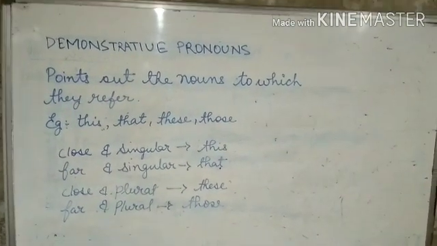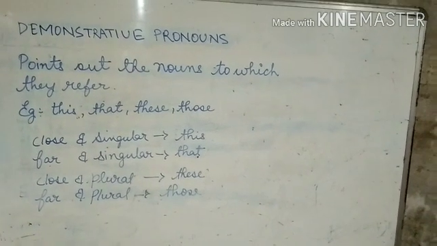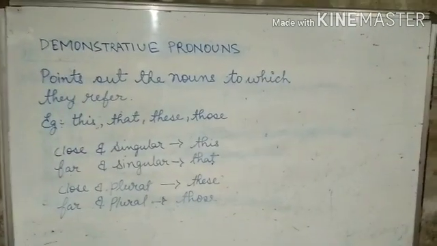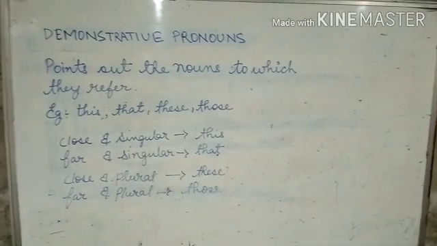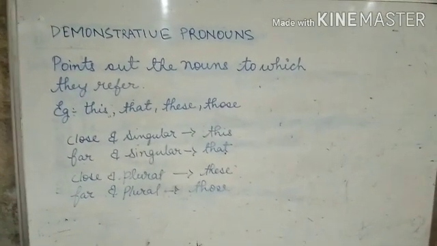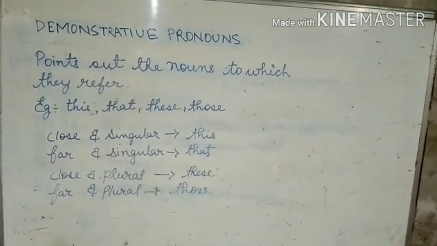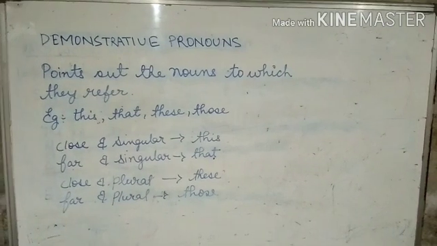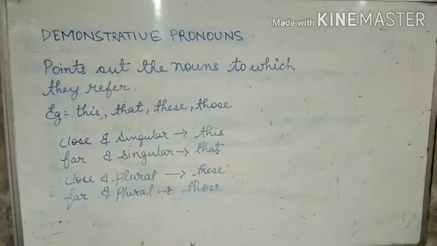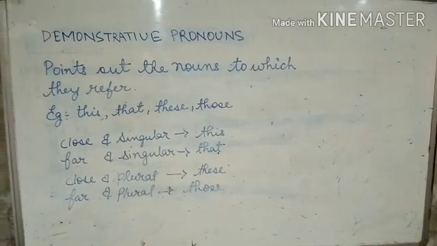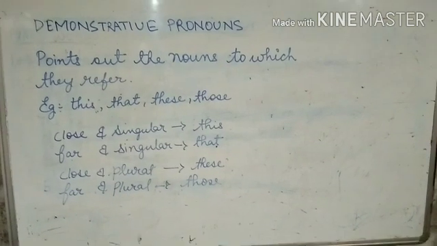Can you please think, all of you, of a sentence with these? I will say, these are my students. The students are close to me and they are more than one, so I will use these. Those are fish, I will say. Why those? Because the fish are far from me and they are plural in number. They are more than one fish.